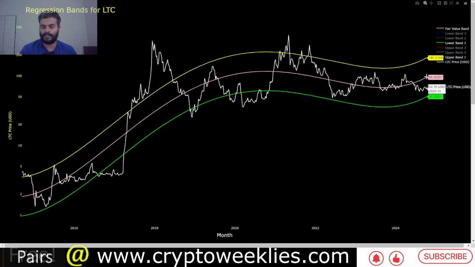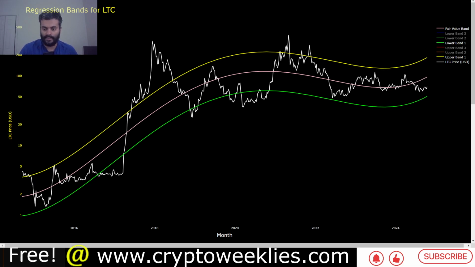Now the 1 standard deviation case for Litecoin: if there is a crash, the $50 level becomes the key level to watch to the downside. The rallies to go back to the fair value need to be higher than $95, and the 1 standard deviation ceiling is currently at around $181. Again, these bands are having an upward or bullish bias right now, especially since the end of 2023.